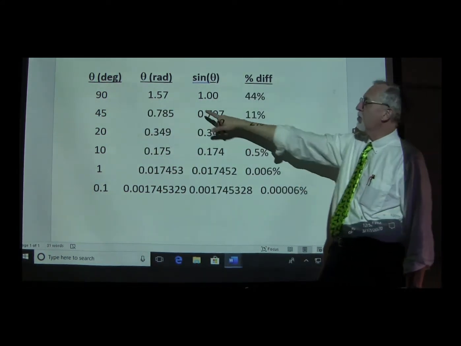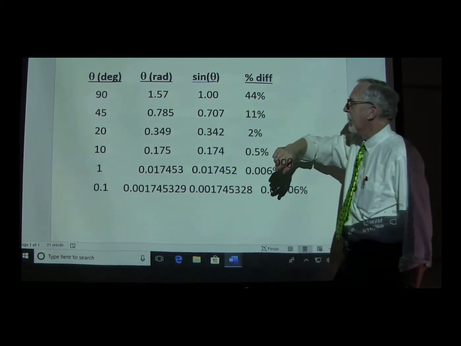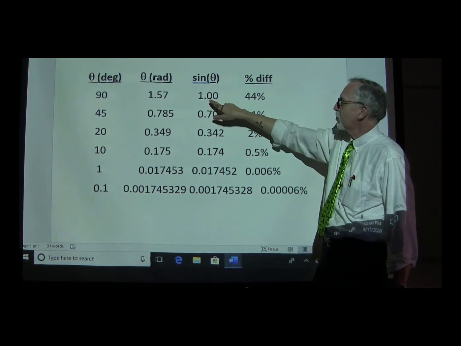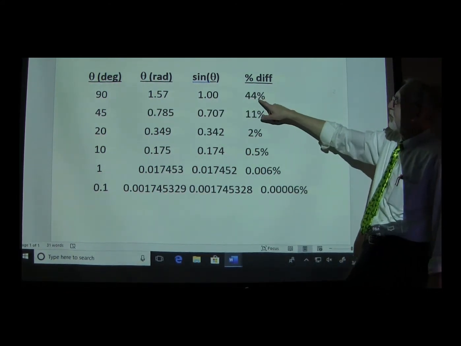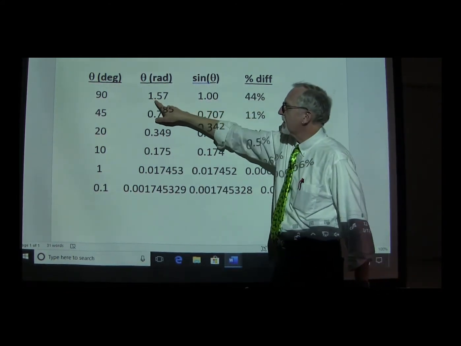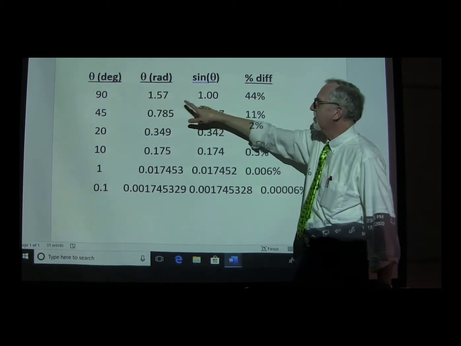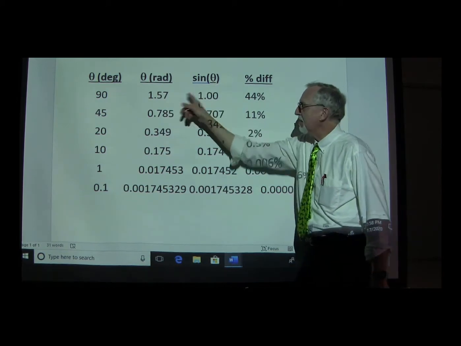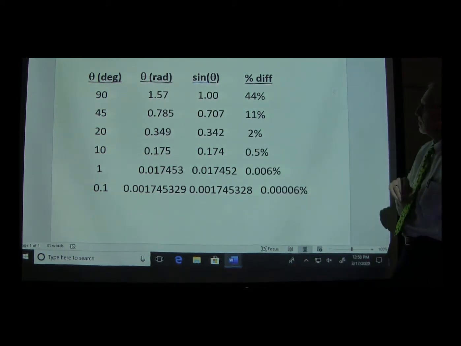In radians, that would be about 1.57 radians. The sine of that, the sine of 90 degrees to be precise, is 1.00, and that's a 44% difference. In other words, the percent difference between 1.57 and 1.00. So basically the difference between these divided by their average times 100%.